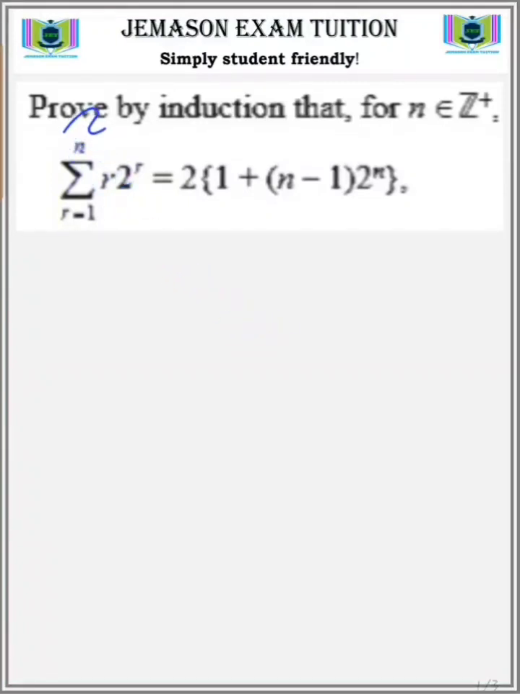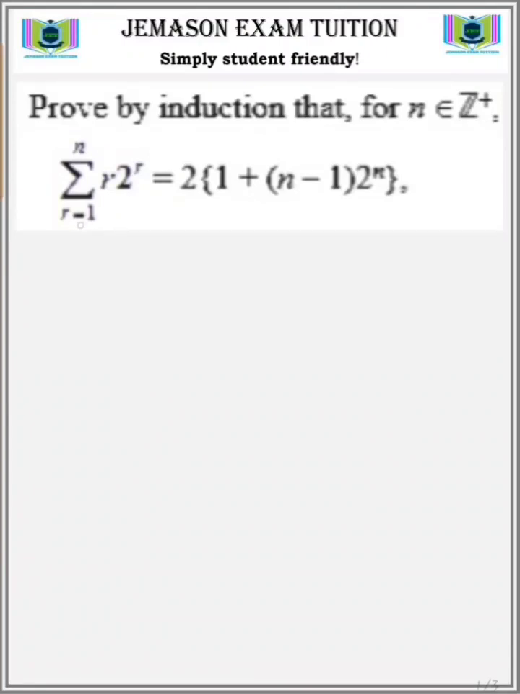The question says, prove by induction that for n belonging to the set of positive integers, summation from r equals 1 to n of r times 2 to the r equals 2 into 1 plus n minus 1 times 2 to the n. So this presentation is typical of questions that come very often in the exam, be it in advanced level pure mathematics or in further pure mathematics.